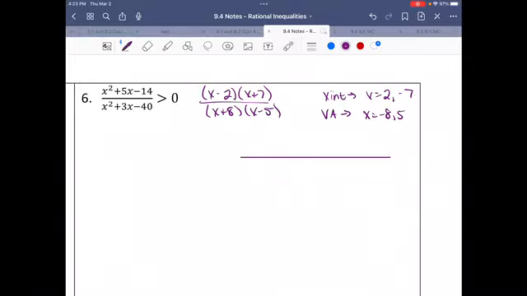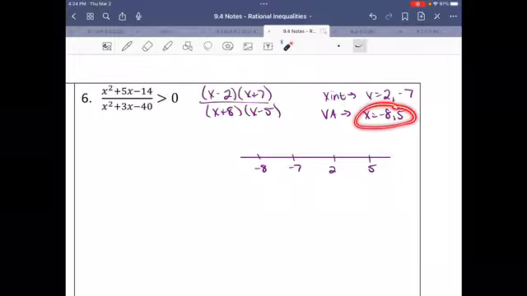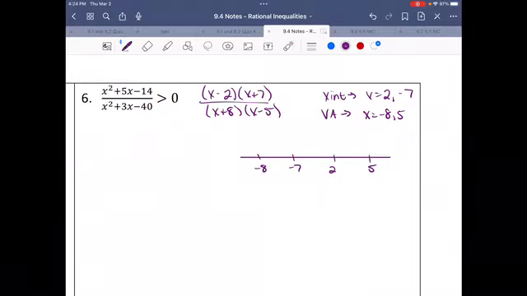All right, so let's get our number line. In order from least to greatest, it's going to be negative 8 first, negative 7, 2, and 5. Now all of these are going to be open dots. The vertical asymptotes are automatically open, but this is just a greater than symbol. There's no equals to, so the x-intercepts are also excluded. And since that is a greater than, we're looking for positive regions.